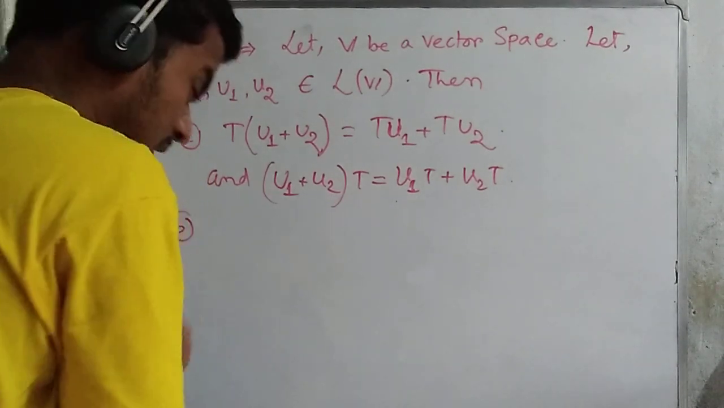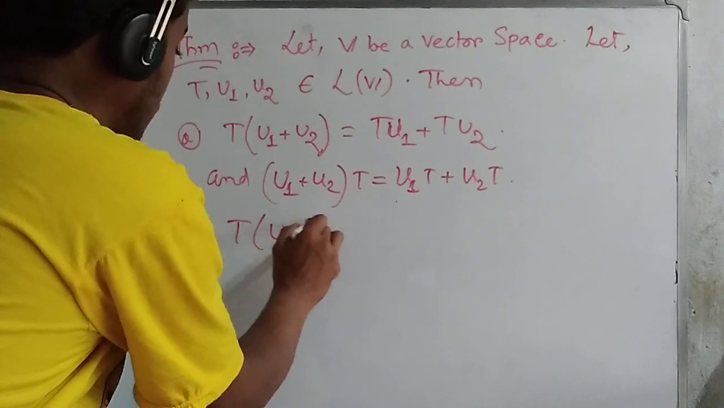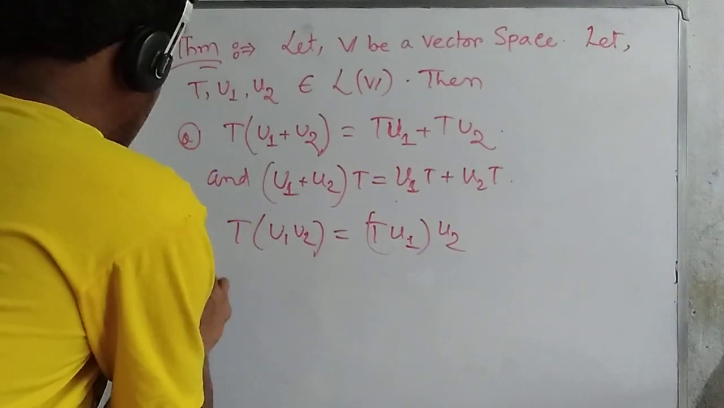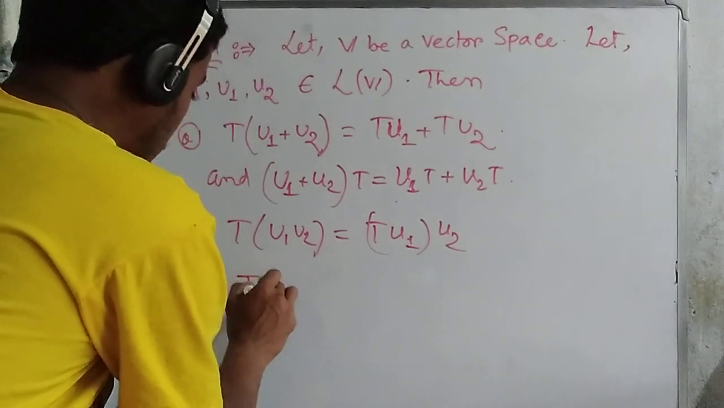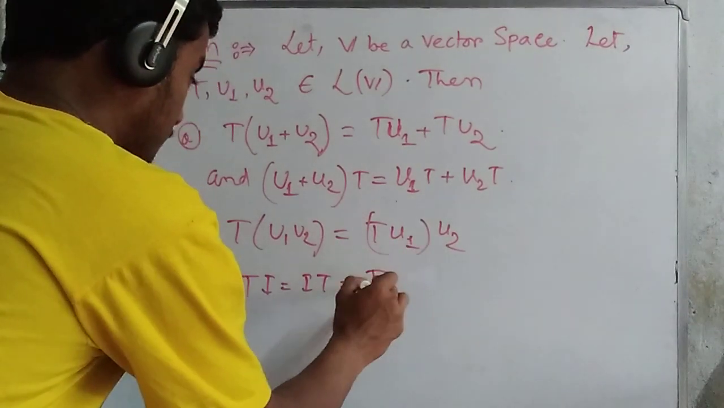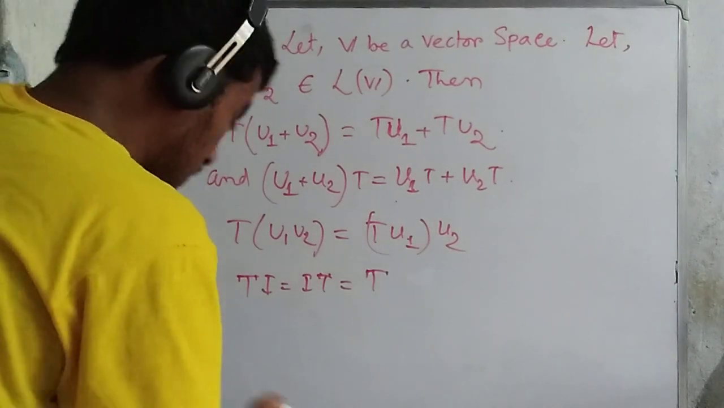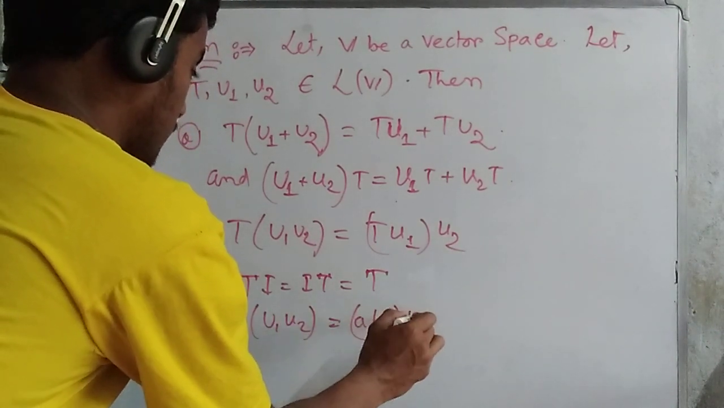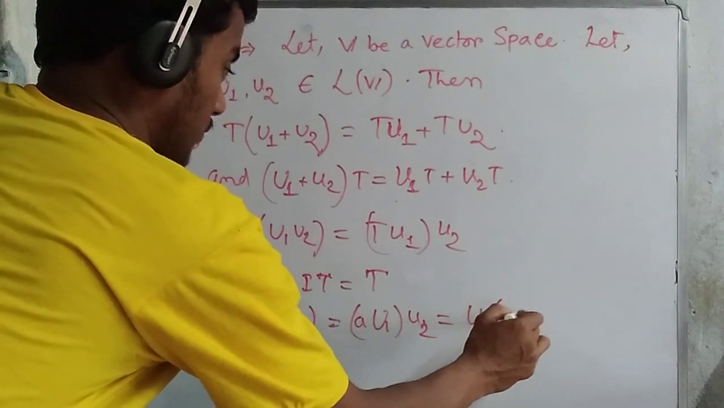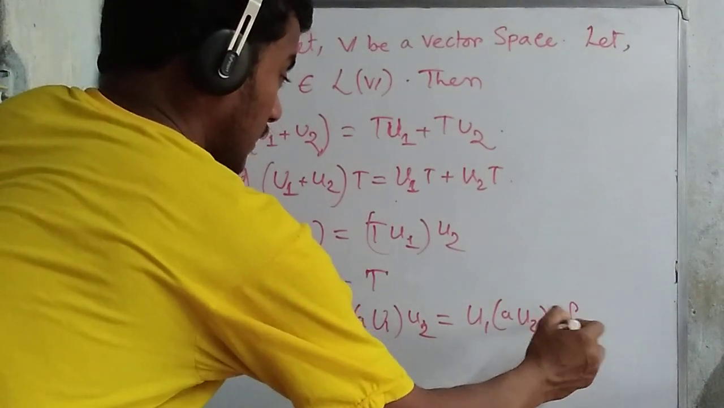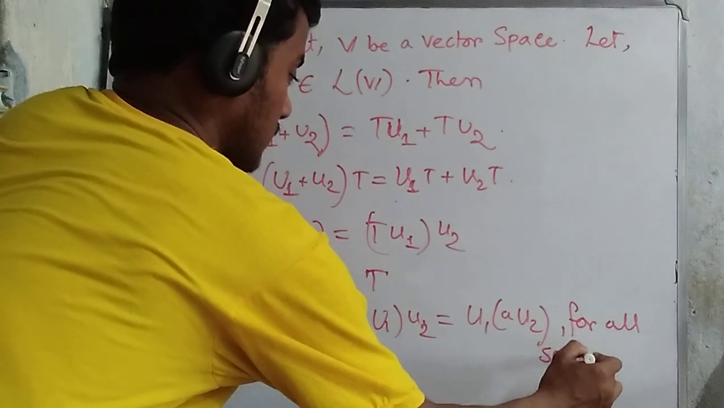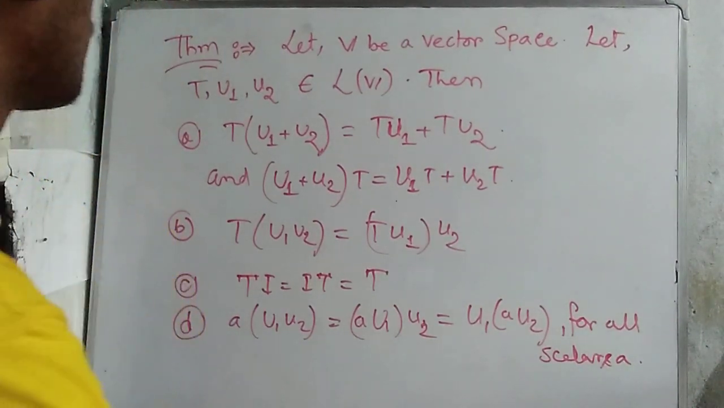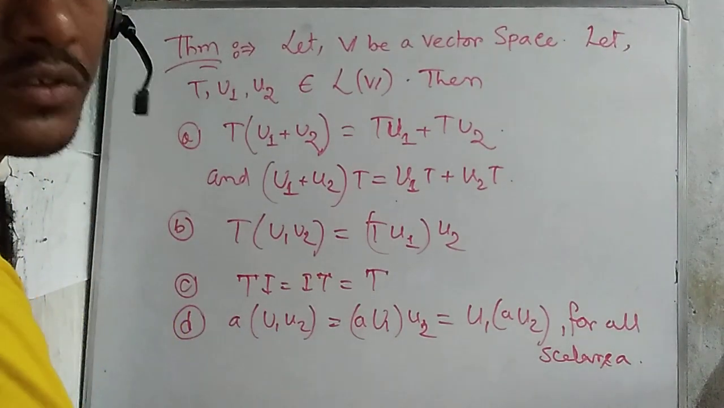Okay. Then we write here B: T(U1U2) equals (TU1)U2. And next C, we write it here: TI equals IT equals T. Okay. Then also discuss D: a(U1U2) equals (aU1)U2 equals U1(aU2), for all scalars a. Not a problem at all. Understood? This one is too easy. We do not discuss more now, just the statement of this theorem. Okay.